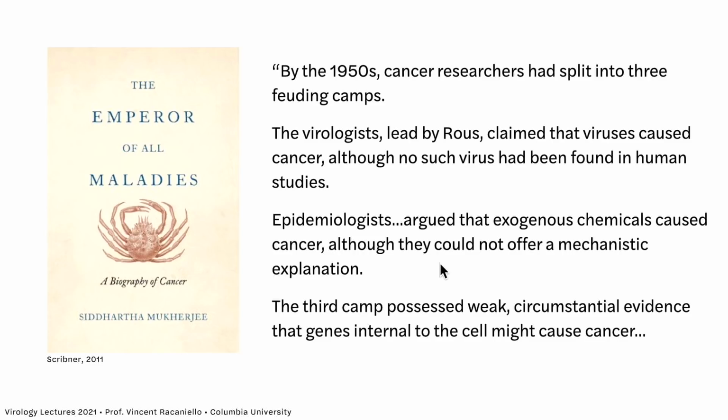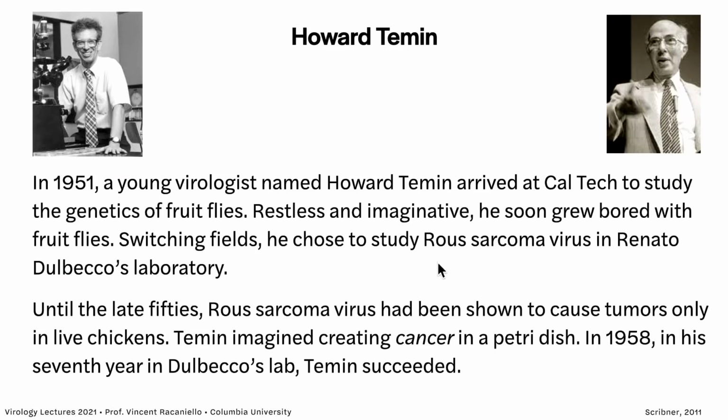But you could only do so much, right? He made associations. So Howard Temin comes into the story in 1951. We've heard about Howard Temin before. He goes to Caltech. He wants to study fruit flies. That's Temin there. University of Wisconsin eventually.